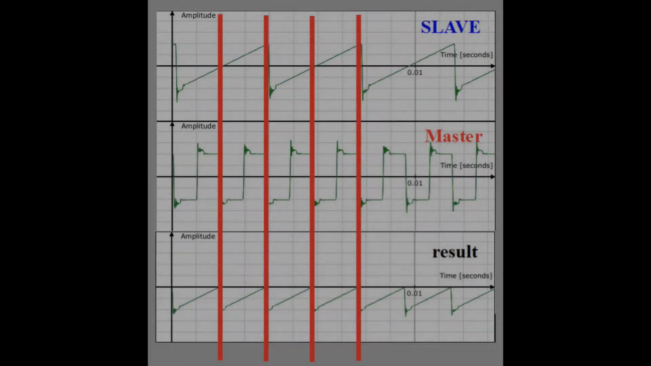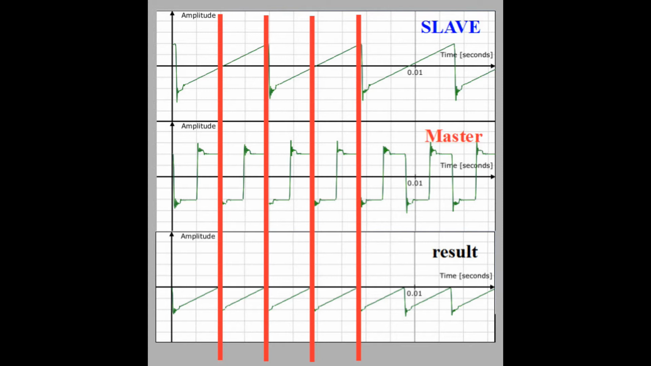I want to spend some time looking at different frequency relations of both oscillators and then showing the behavior of different waveforms. First of all, when the master forces the slave to start a new cycle, to reset, it seems clear that the resulting frequency of the master-slave system is the frequency of the master.